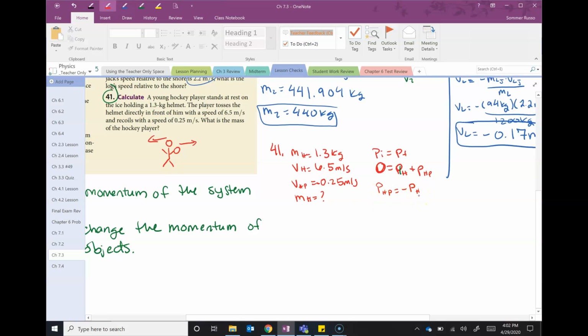So we're going to go ahead and expand these out. Mass of the hockey player times velocity of the hockey player is equal to negative mass of helmet times velocity of helmet. Now we get to do our algebra to get the mass of the hockey player by itself. So the mass of the hockey player is equal to negative mass helmet times velocity helmet divided by velocity hockey player. We have everything that we are interested in. We can go ahead and plug and chug.